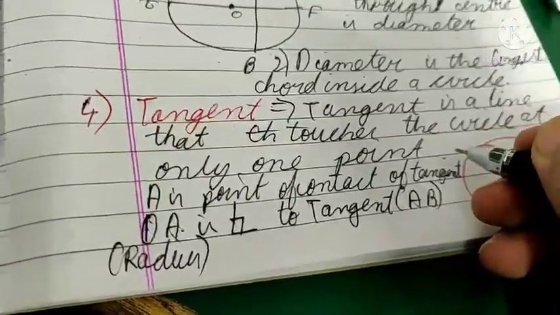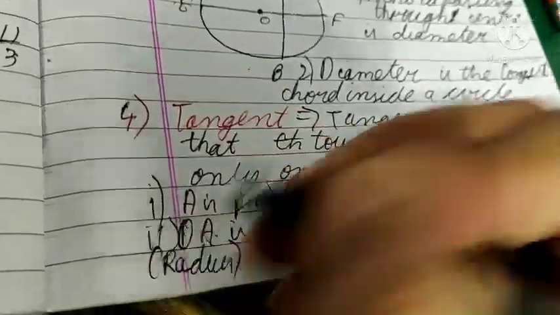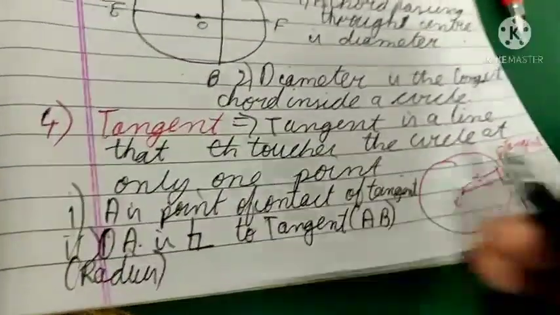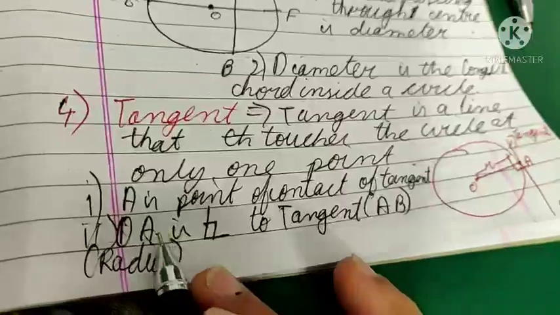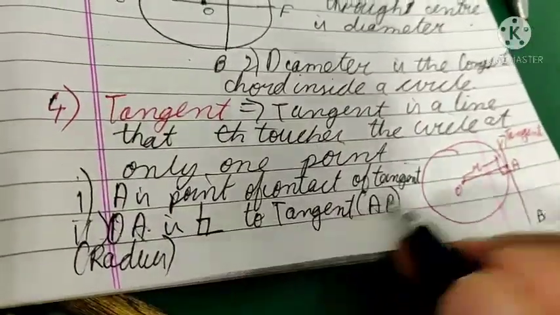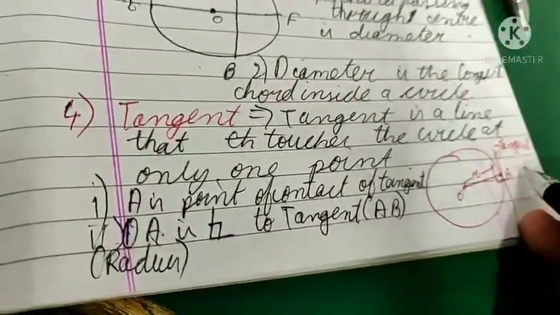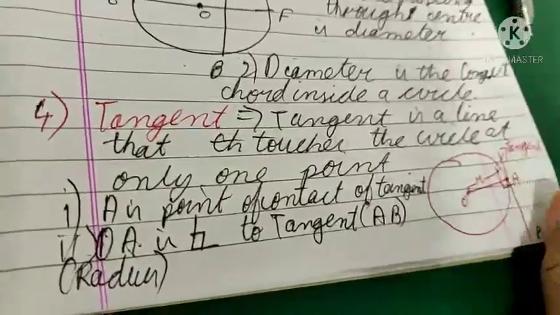Okay, this is our point 1, this is our point 2 inside this tangent, and in which this point is very important, that OA is perpendicular to tangent AB. Tangent is always perpendicular to the radius drawn through that point of contact.